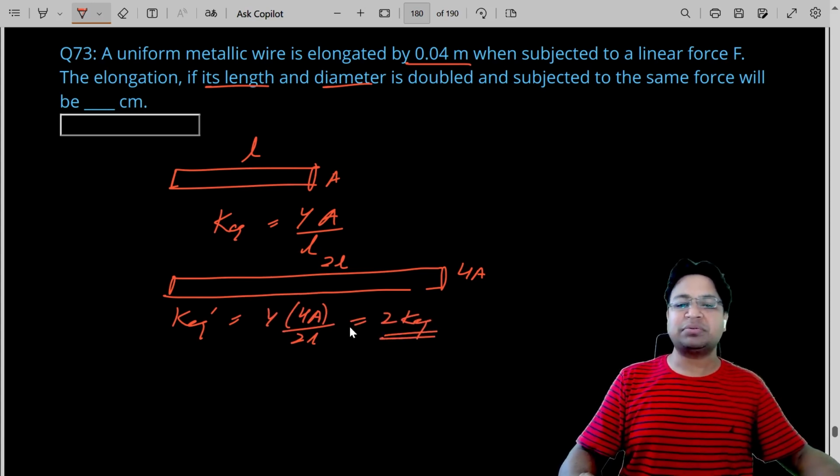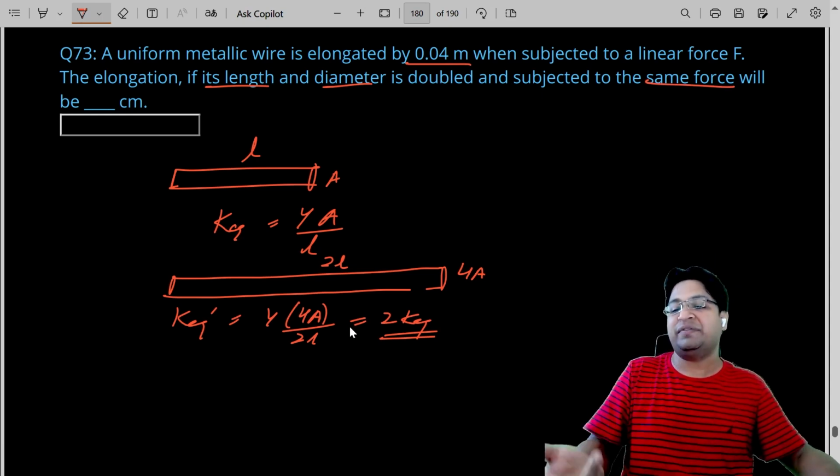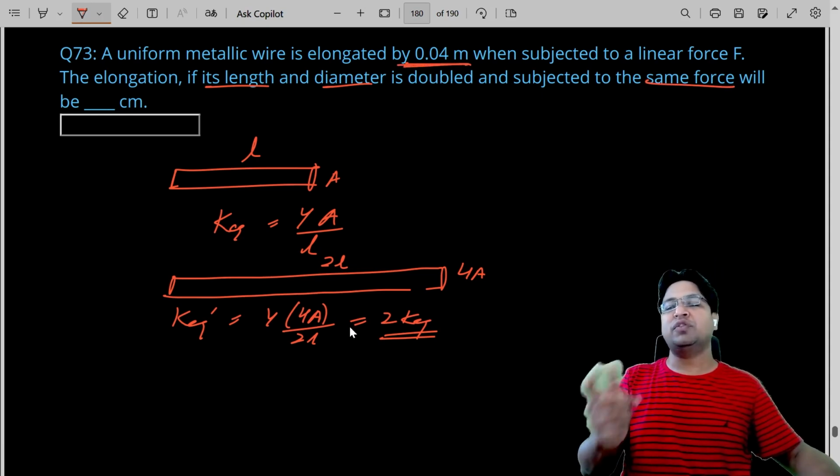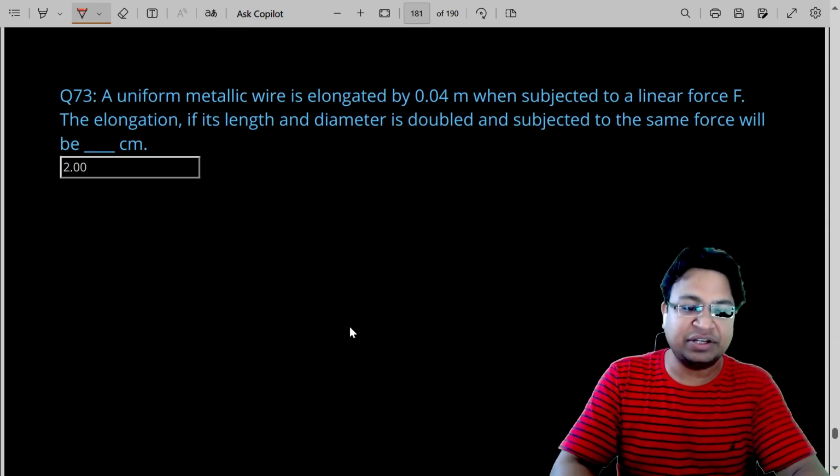So because it has become two times its initial value, when we exert the same force, it will cause half the elongation as the previous one. Previously it was 0.04 meter, now it would be 0.02 meter or 2 centimeter. So 2 would be the right answer here.